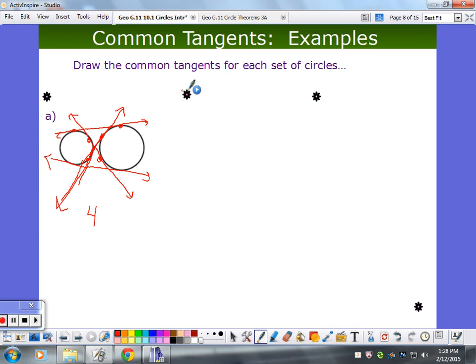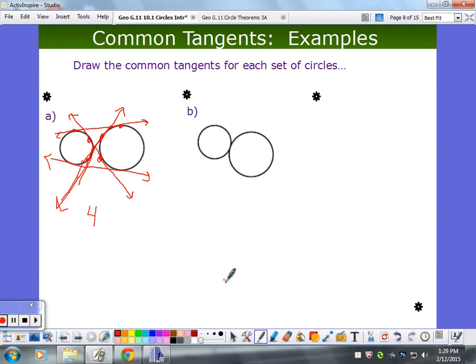Let's look at this middle one. So let's see. How can I draw common tangents for this one? Let's see. I'm looking up to this part. Now I can't see the people behind me using their hands. Where can I put a common tangent?